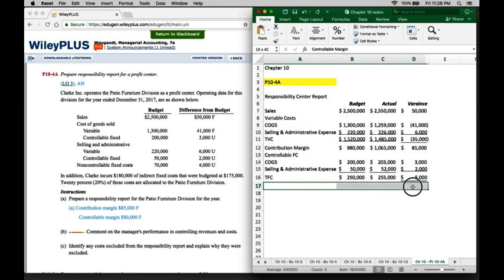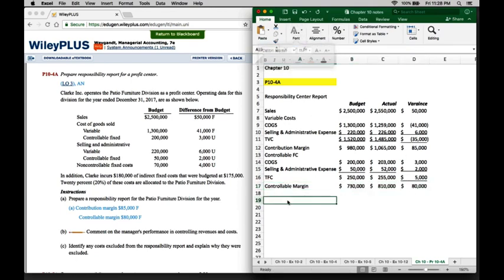I finally come to my controllable margin. My controllable margin, 730 was the budgeted. My actual was much better at 810, leaving me with a favorable number of 80,000.